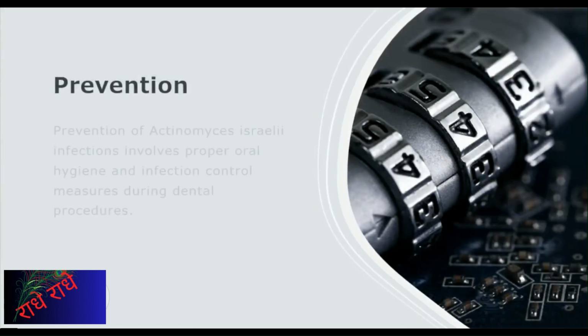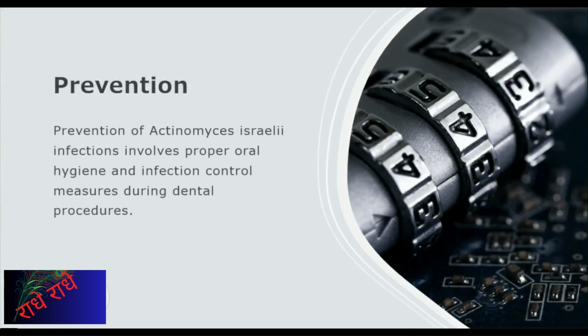Oral hygiene is essential in preventing Actinomyces israelii infections. Brushing and flossing after meals can help remove food particles and bacteria that can lead to infection. Adhering to infection control measures during dental procedures can help reduce the risk of infection. These measures can include sterilization techniques and the use of personal protective equipment.